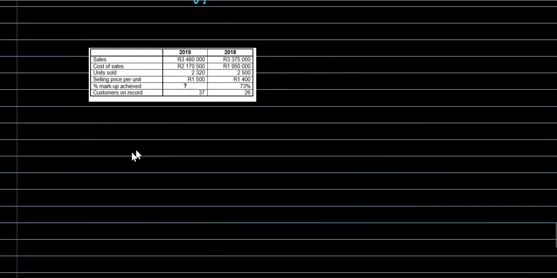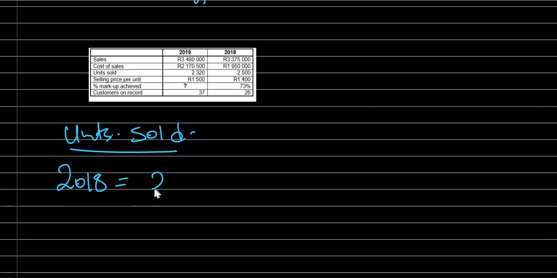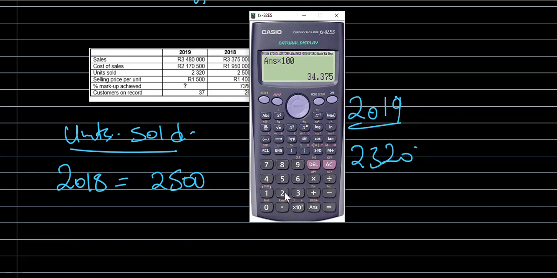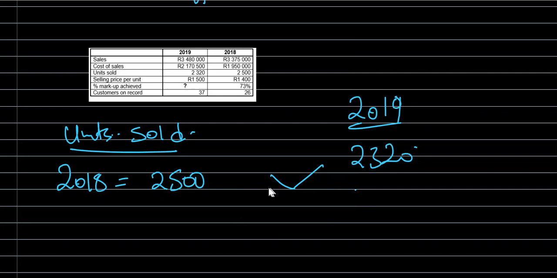Okay, let's come again here. Here we are going to look at the units sold. So in 2018 we have 2,500 units. In 2019 we have 2320 units. So there is a difference here again. How much is the difference? Let's calculate. 2,500 minus 2320. This gives us 180 units difference, right?